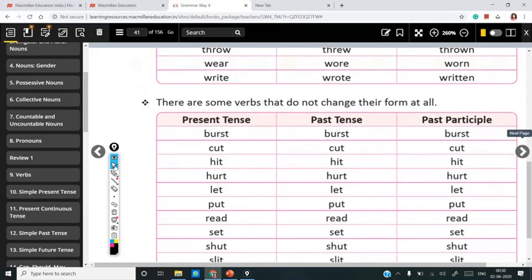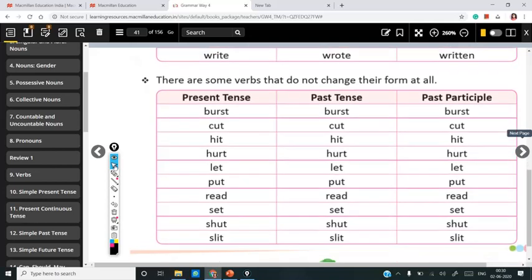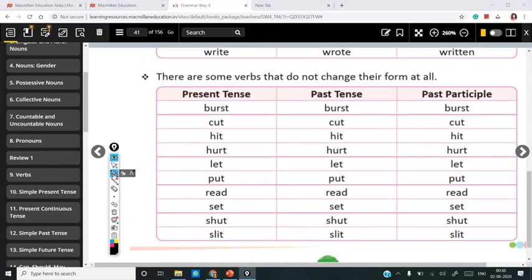There are some verbs that do not change their form at all. We also did cut, cut, cut, put, put, put. Similarly, read, read and read. See, the pronunciation changes, students. It does not change its form, but pronunciation changes. This is a special one. Read in present tense, read in both the past forms. Whenever you are reading a sentence, you will say read for present and read for past. This is something that you should remember.